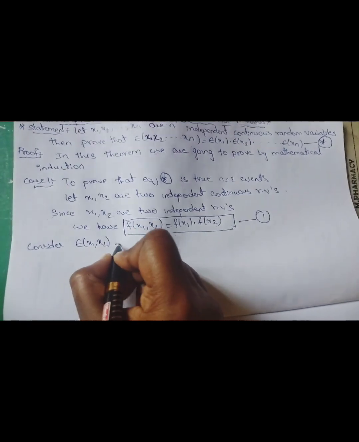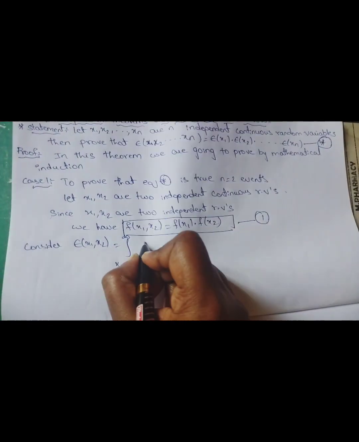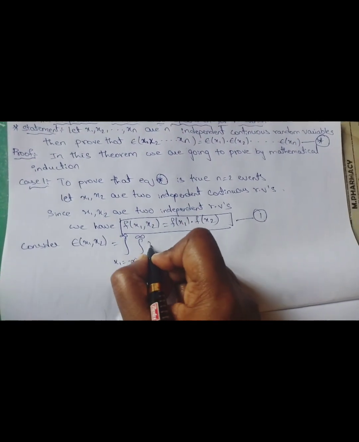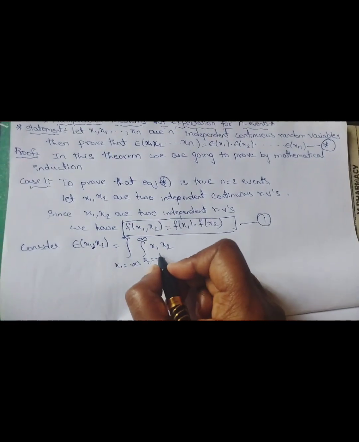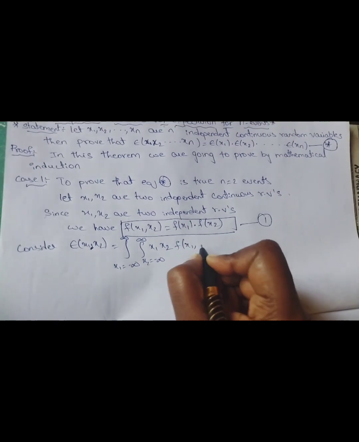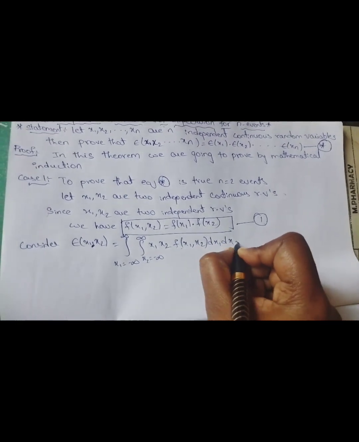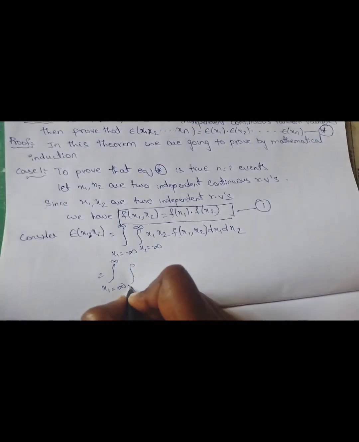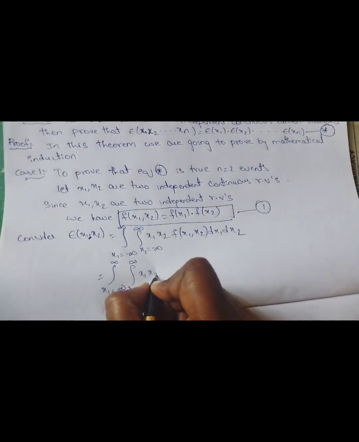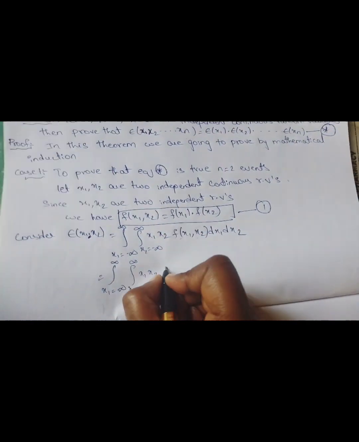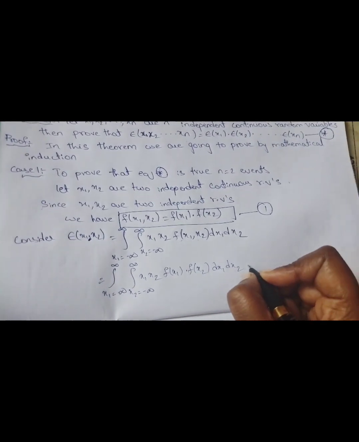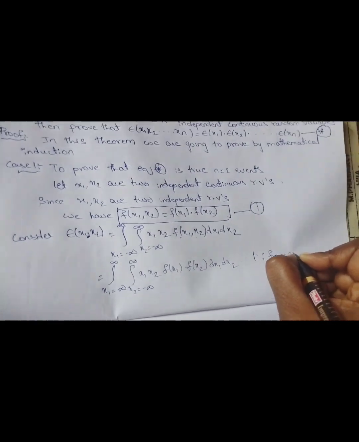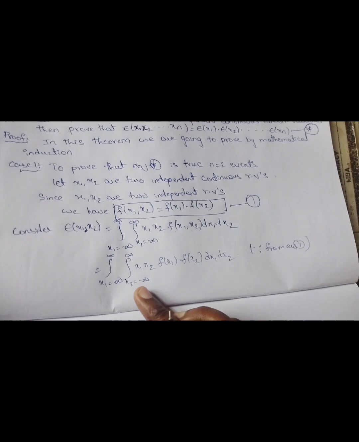Expectation of x1 x2 equals integral x1 equal to minus infinity to plus infinity, integral x2 equal to minus infinity to plus infinity, x1 into x2, f of x1, x2, dx1, dx2. Now we have to split this integral. f of x1, x2 becomes f of x1 into f of x2. Substitute that: f of x1 into f of x2, dx1, dx2, since from equation 1 you have written that. Now you can split that equation.